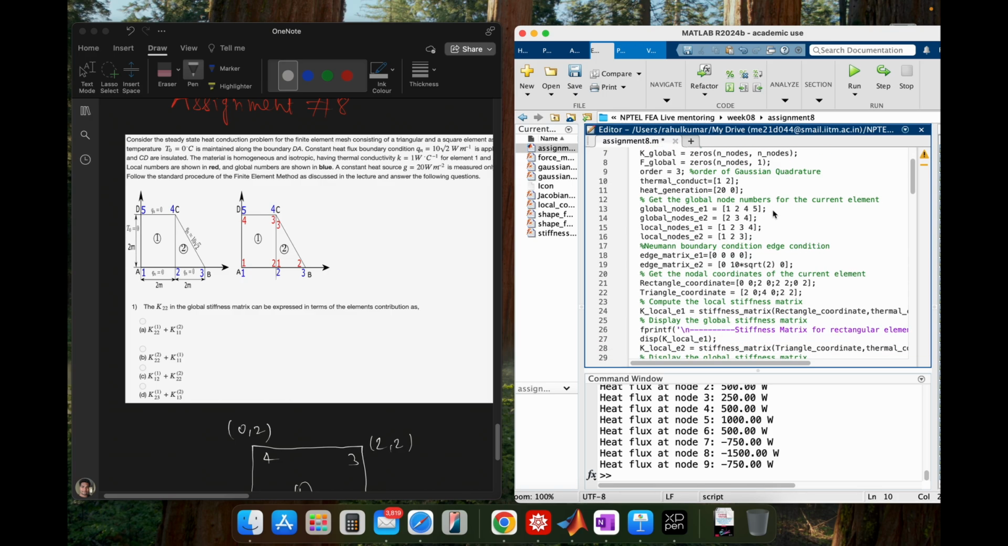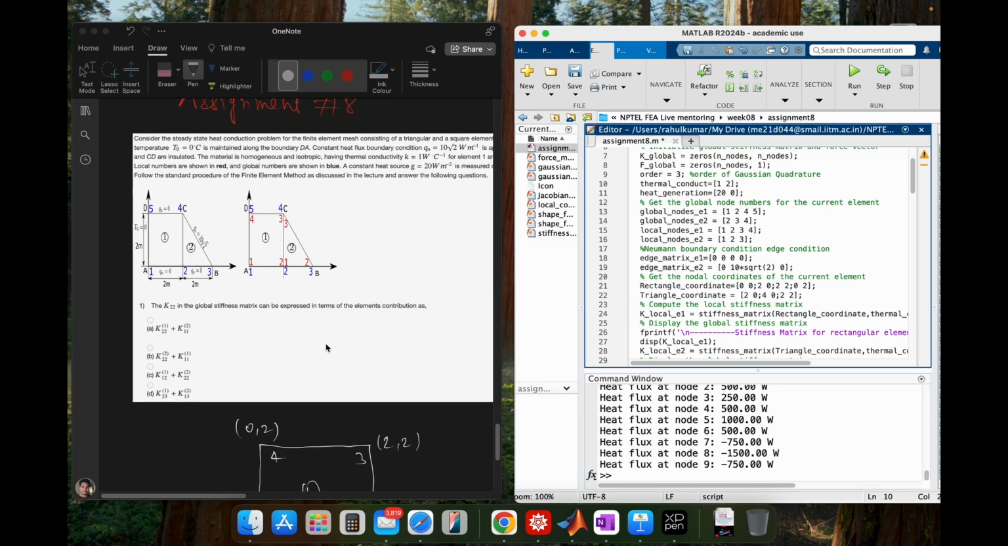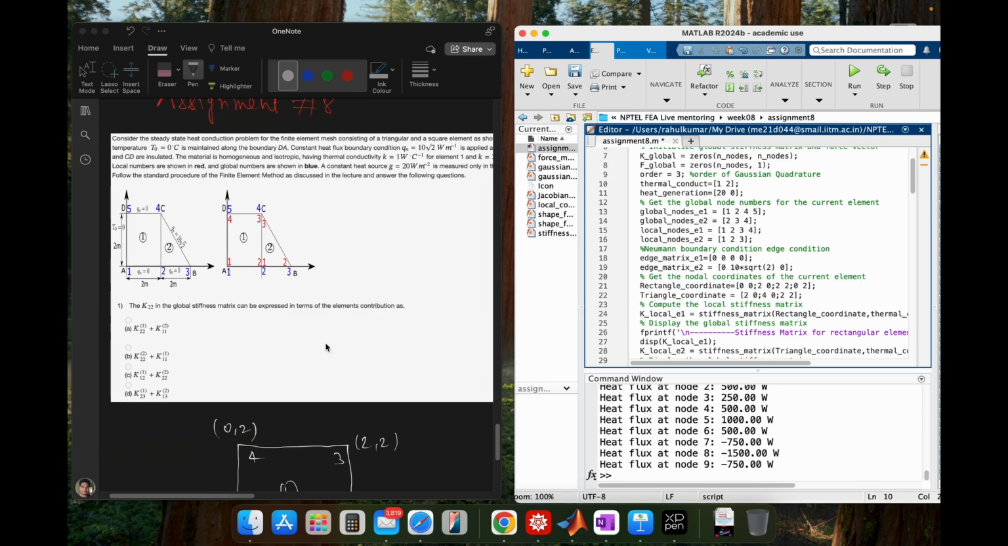Why am I doing this? Because when you write the k local and merge the k local with the k global, these indices should match, otherwise the k local will be filled in another location in the k global. So that's why I have to do this. And for the edge matrix, I will also show what its main role is, and why we are doing this.